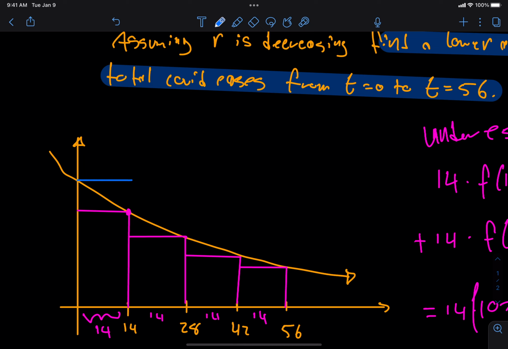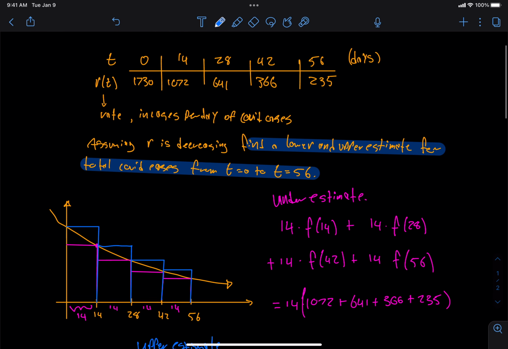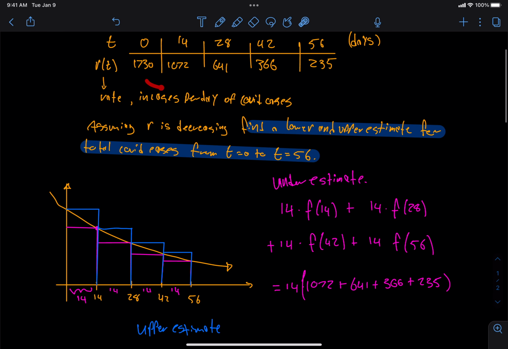So my rectangles will look like this instead. And then like this. And then like this. And then like this. So again, I can't recommend enough that you should draw the picture of what you're trying to do, and not just rely on the formula and the table, because I think a lot of students would be tempted to include 14 times f of 0 in this sum, which we shouldn't, because for the pink sum, there is no rectangle with that height. Okay? In fact, there should only be 4 rectangles.